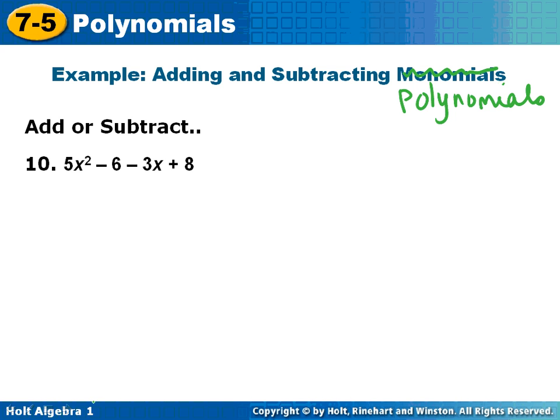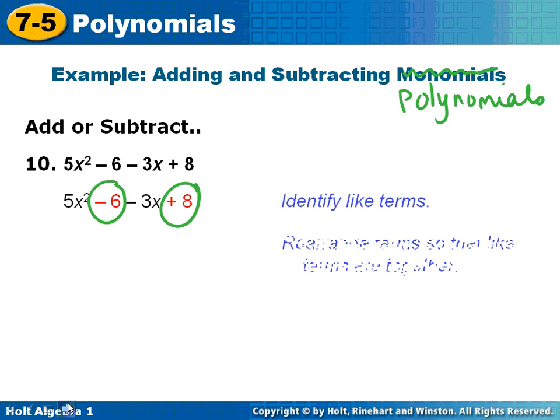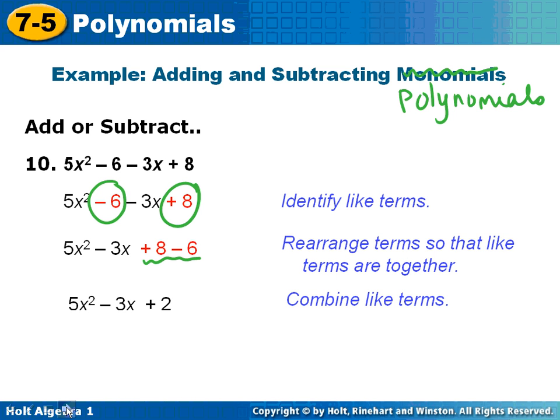Okay, when we add and subtract polynomials, we have several things we need to do first. First, we need to make sure that we identify which terms are alike. So the only like terms that I see here are -6 and +8. I can put those together. Now this part I don't always do, but you can do this part in your head. That would be to rearrange the whole thing so that the 8 and 6 are together. Y'all can probably skip that step and go straight to combining the like terms.